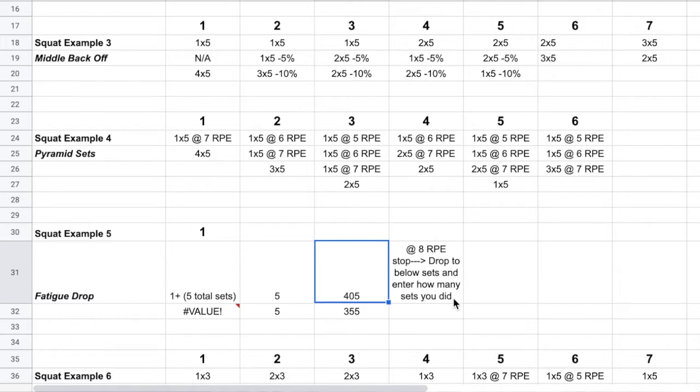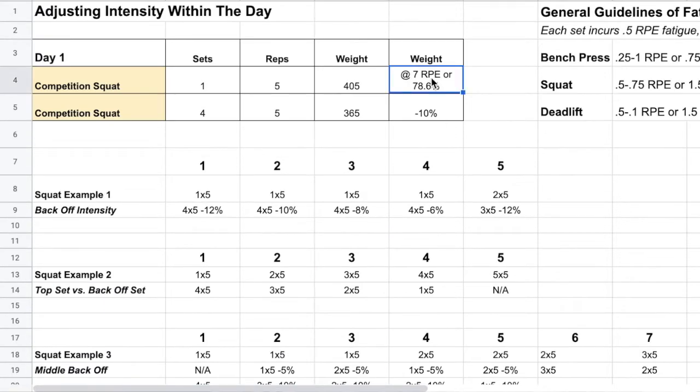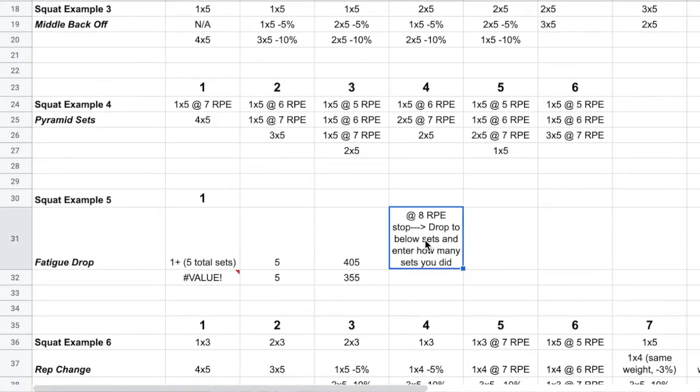But what I decided here is, okay, I programmed this first set at a 7 RPE. I am okay with them continuing to do more sets of 405 as long as it doesn't increase over an 8 RPE. So in the sense of a fatigue drop, I can program 5 total sets. They will continue doing sets of 405 until they hit an 8 RPE. At that point, they're going to stop and drop down. So maybe they get 2 sets instead of just 1, because they were able to handle that. At 2 sets, they hit that 8 RPE, so they would then plug that in, and it's going to have them do 3 back off sets. This takes the guesswork out of it.